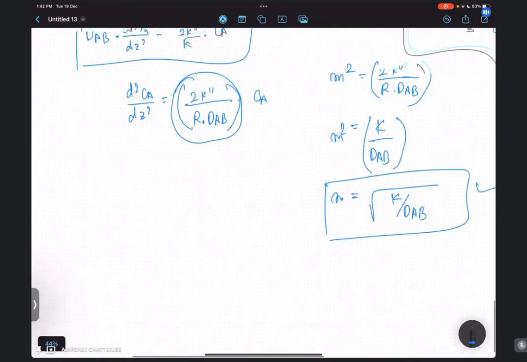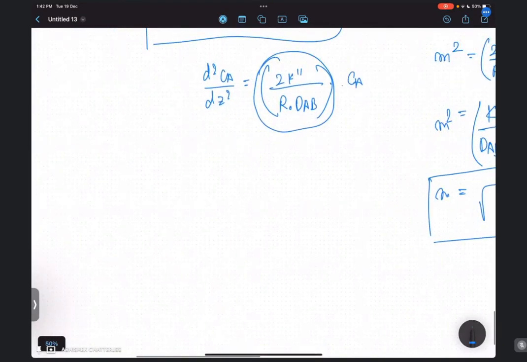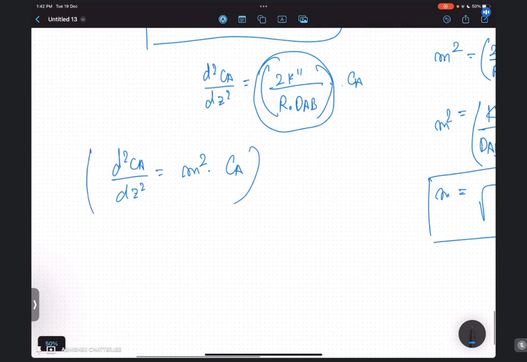अब इसको हम लोग एम स्क्वायर क्यों लिखते हैं, this will just be d square CA by dz square, that is equals to m square into CA. Okay, now you have understood why we are writing it like this. Okay, this is nothing but higher order differential equation. Okay, so this will become capital D square into CA minus m square into CA equals to 0.